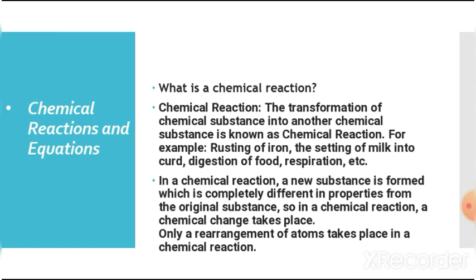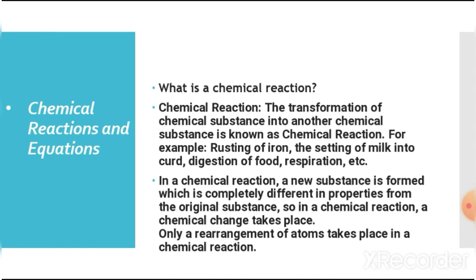A chemical reaction is a transformation of a substance into another chemical substance. For example, rusting of iron. When iron is kept open for a long time, it reacts with oxygen and forms rust. The setting of milk into curd, which contains lactic acid. As always, the milkman uses baking soda to neutralize the acid and to slow the process of fermentation. The digestion of food, in which the food is digested with the help of biocatalysts, which are also known as enzymes. Last, respiration is a catabolic process in which glucose is oxidized to produce energy.